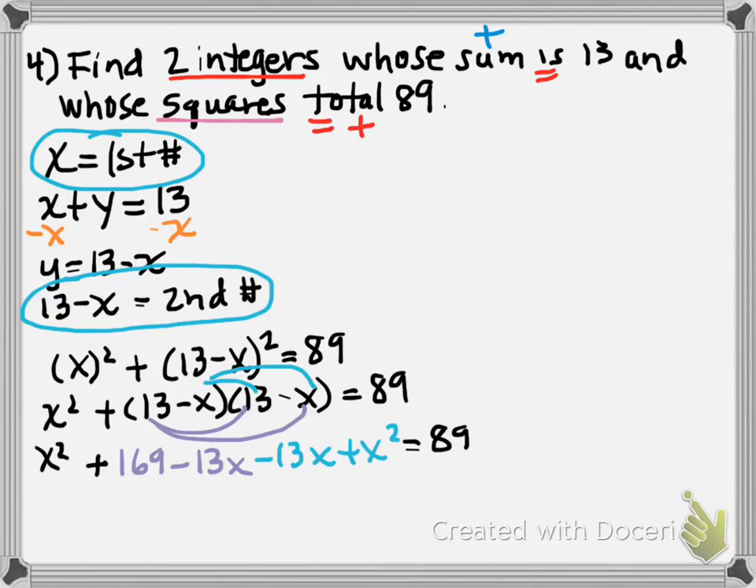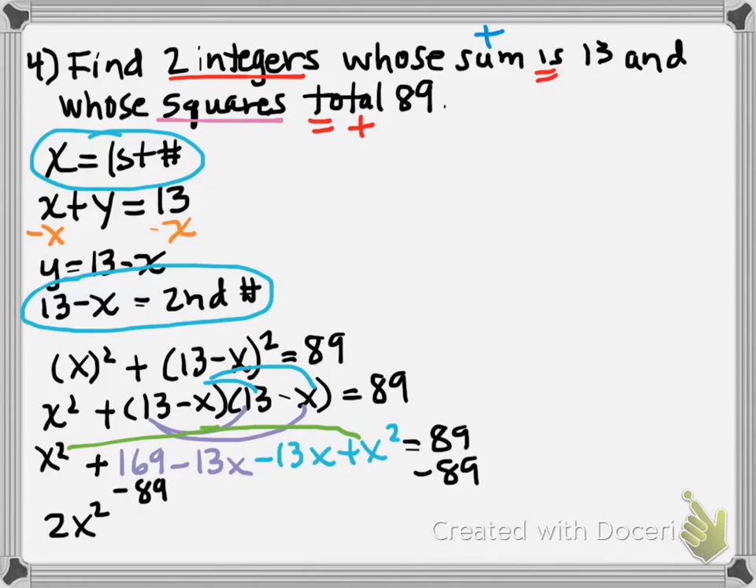So I'm going to go ahead and subtract 89 from both sides. I'm going to line it up where it needs to go. And then I'm going to combine up like terms. So I do have an x squared and an x squared. So that's a total of 2x squared.